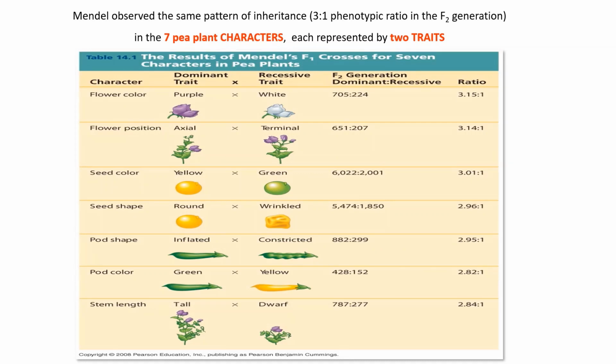Mendel observed the same pattern of inheritance, which is a 3:1 phenotypic ratio in the F2 generation, in the seven pea plant characters. Each character is represented by two traits. For example, for the character seed color, the cross between a parent that has yellow seeds and a parent which has green seeds produces, later in the F2 generation, offspring with a phenotypic ratio of 3 yellow to 1 green seeds.